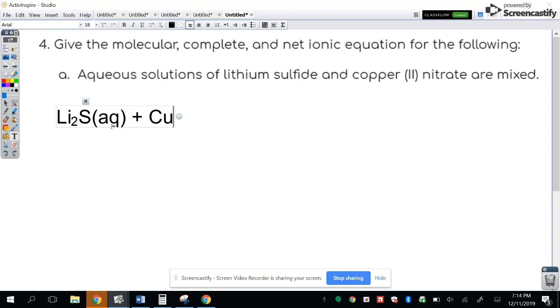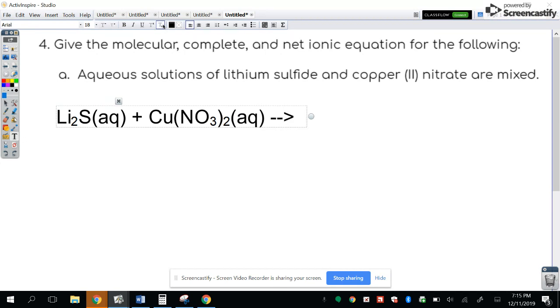So the copper has a charge of +2. Nitrate is a polyatomic ion, which has a charge of -1. So copper 2 nitrate is going to have the equation Cu(NO3)2, and that is also aqueous, because anything with nitrate is aqueous based on our solubility chart.